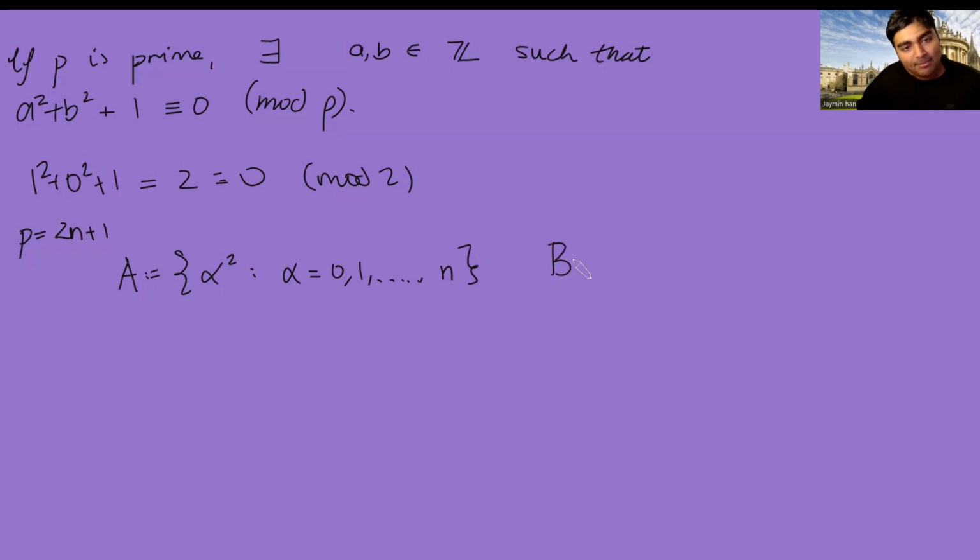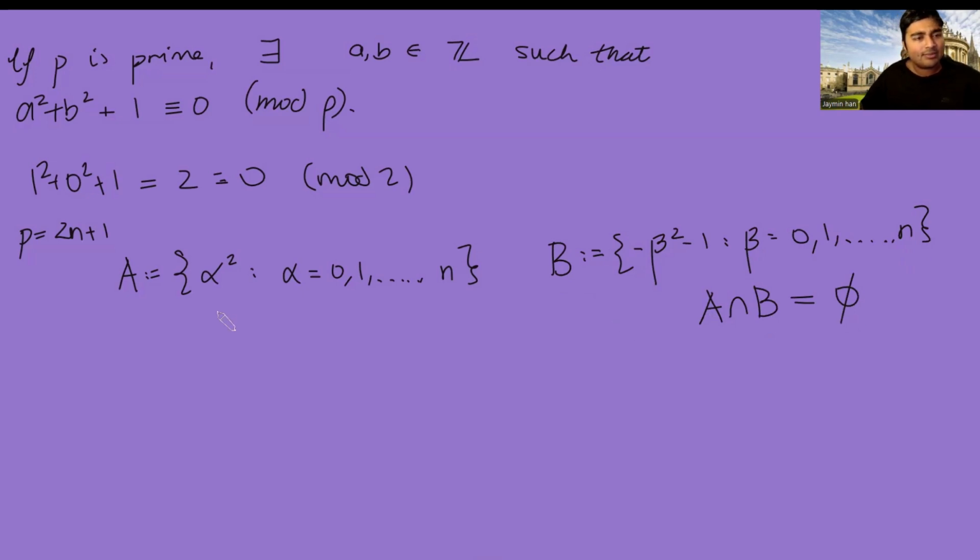And I'm going to define a set B as well. Very similarly defined. It's going to be the set of minus beta squared minus 1, for which beta is 0, 1, all the way up to n. So both of these sets have n plus 1 numbers in. Okay, here's some observations. Firstly, A intersect B is going to be the empty set. Why is this? Well, clearly, these guys are all going to be non-negative. These guys are all going to be strictly negative.